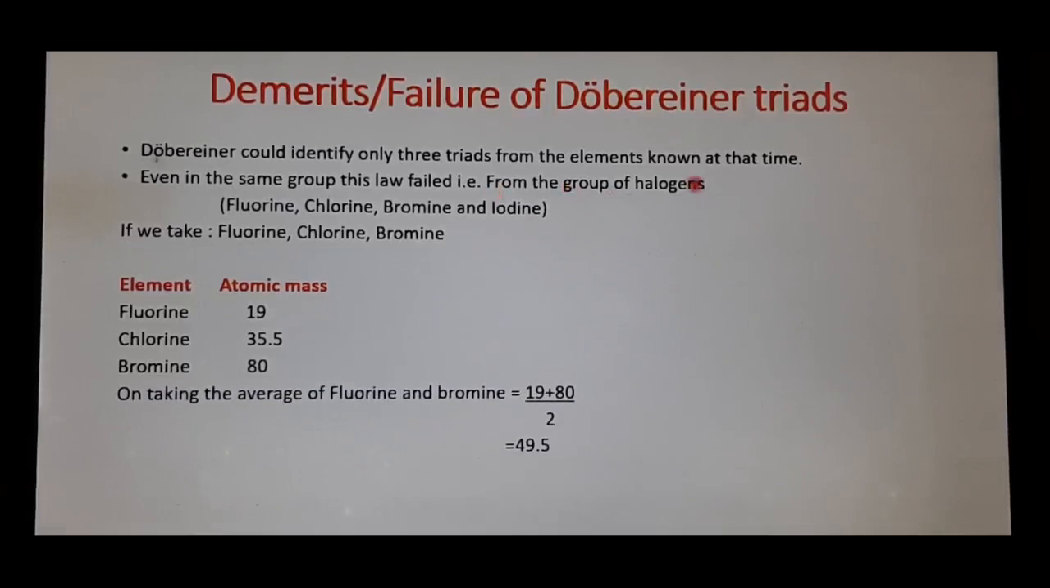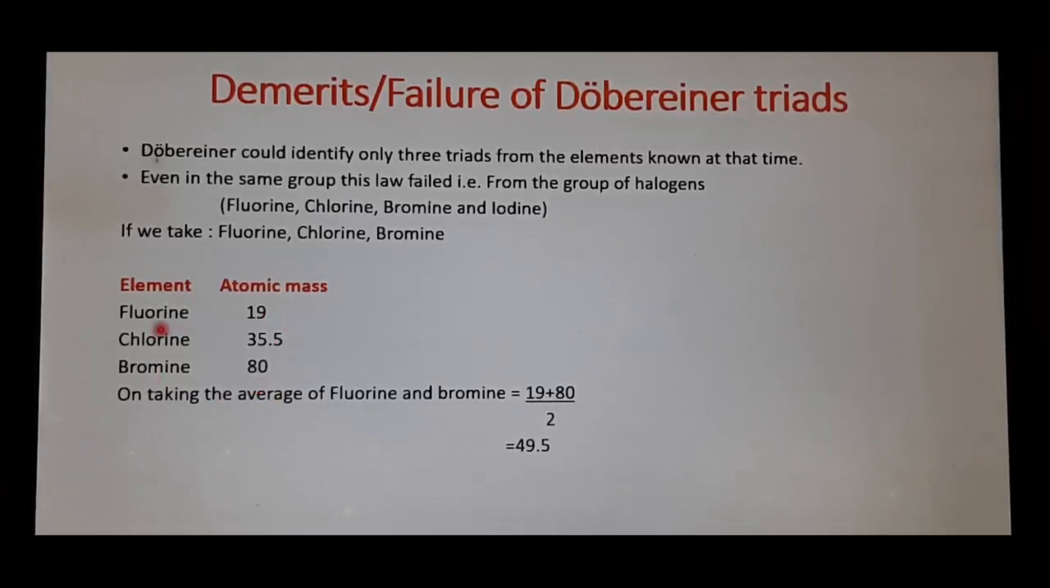So if we take this group of halogens, fluorine, chlorine, bromine and iodine, all of these are halogens. For chlorine, bromine and iodine, he has already shown that the atomic mass of bromine is the average atomic mass of chlorine and iodine. But if we take fluorine, chlorine and bromine, fluorine's atomic mass is 19, chlorine's atomic mass is 35.5 and bromine's atomic mass is 80.